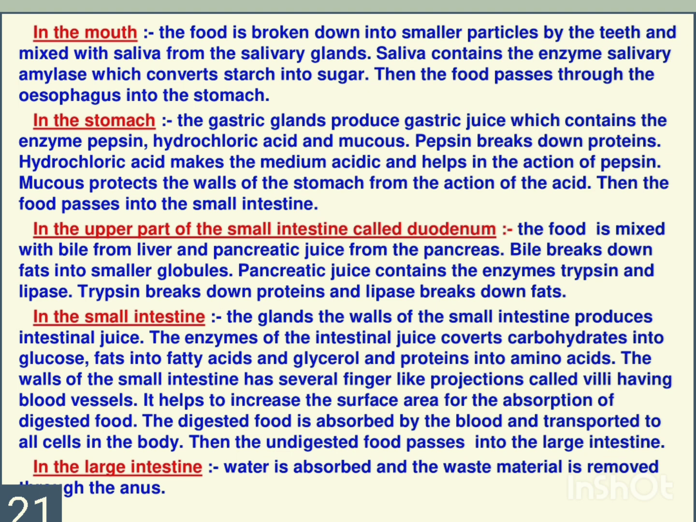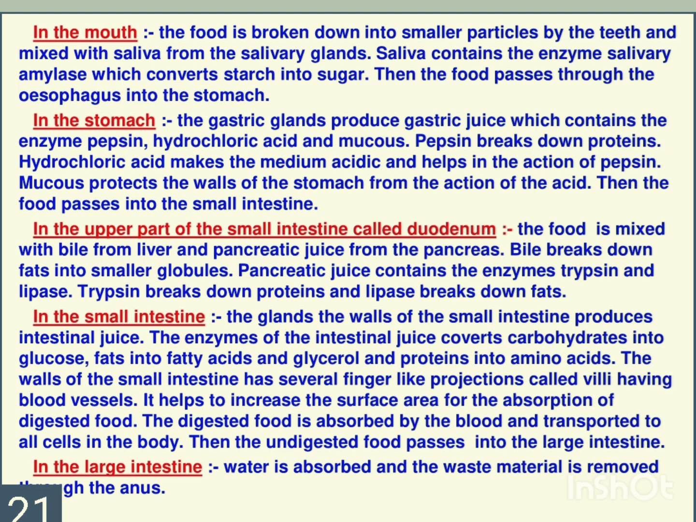Then the food passes through the esophagus into the stomach. The food we eat is broken down into smaller particles. Who is helping? Teeth are helping. Not only the teeth, even the saliva. Saliva is given by the salivary glands, which are present in the mouth. That saliva contains one enzyme called salivary amylase. This is very important.